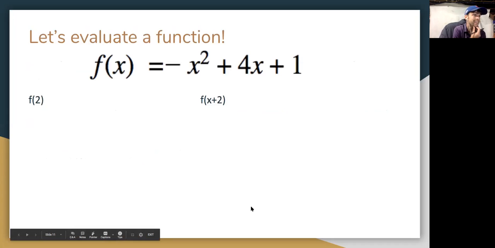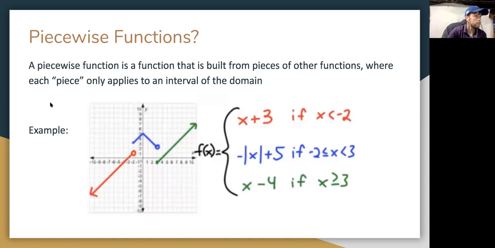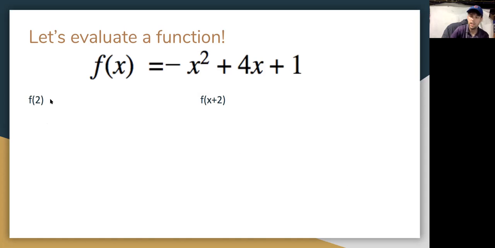So let's go ahead and look at this function here, and go ahead and try this, because I'm sure you can all do this pretty easily. So evaluate this function for these two things. And I'll give you a second to get ahead of me, and I'll start, as I change the screen on you.